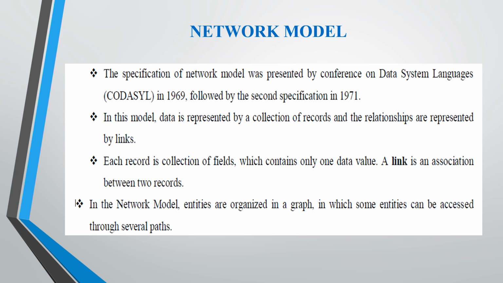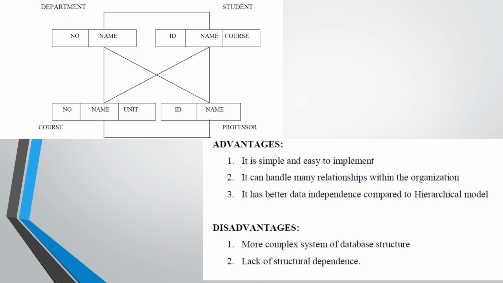In the network model, in other words, the entities are organized in a graph in which some entities can be accessed through several paths. So here is the diagrammatic representation of the network data model. In this network data model, all the data are represented by a collection of records and the relationships among these data are represented by links. Each record is a collection of fields which contain only data values, and the link is an association between two records.